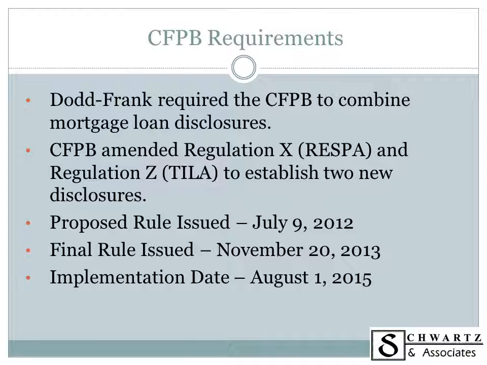Over 37,000 comments were received from the public critiquing the proposed forms and rules. The CFPB then revised the proposed rules, and on November 20th, 2013, after many changes and edits, the final rule was issued and became law. Currently, we're in the implementation period, and when that is over, the law will go into effect on August 1st, 2015.